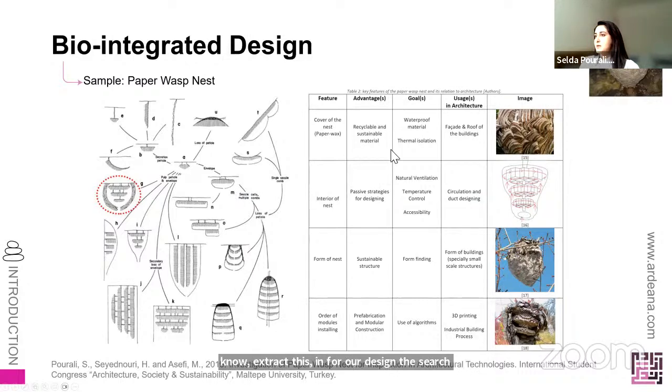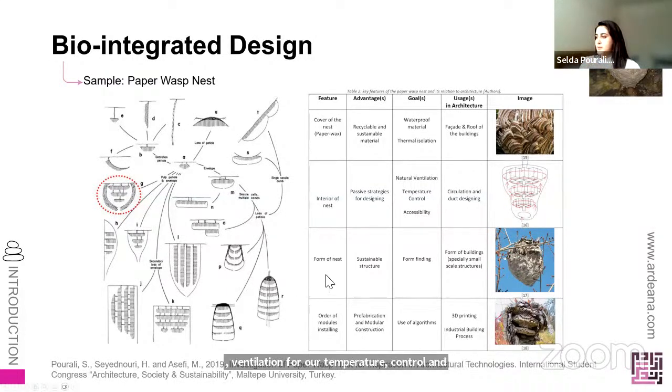For example, the cover of the nest, which is the paper wax, we can use as a recyclable and sustainable material. And in our architecture, it can be a waterproof material or thermal isolation. Another inspiration can be its interior design for the circulation of what is happening inside, for natural ventilation, for temperature control and accessibility.